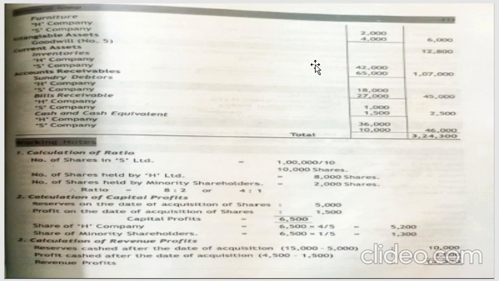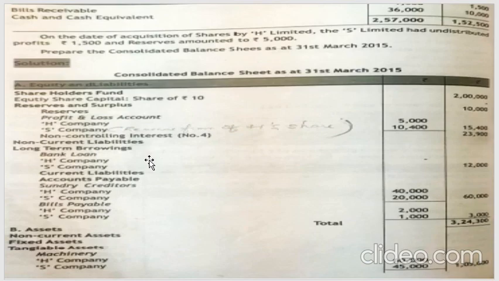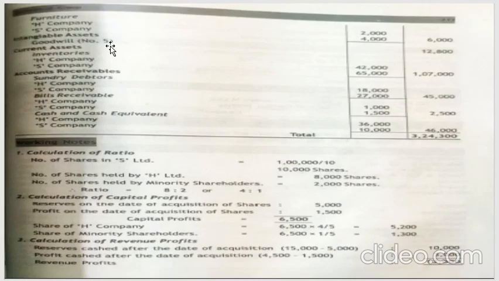Next step is calculation of capital profit. So reserves on the date of acquisition of shares, and we need to check whether there is any profit. In the question they have not stated anything directly, they have given us reserves and profit and loss, but in the adjustment they have stated that on the date of acquisition of shares by H Limited, S Limited had undistributed profit of 1,500 and reserves amounted to 5,000. So the amount on the date of acquisition will be the pre-acquisition profit, or capital profit. Reserves on the date of acquisition is 5,000, profit on the date of acquisition is 1,500. So the total will give you 6,500.